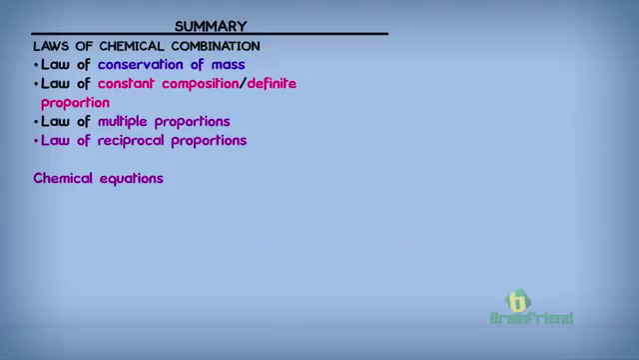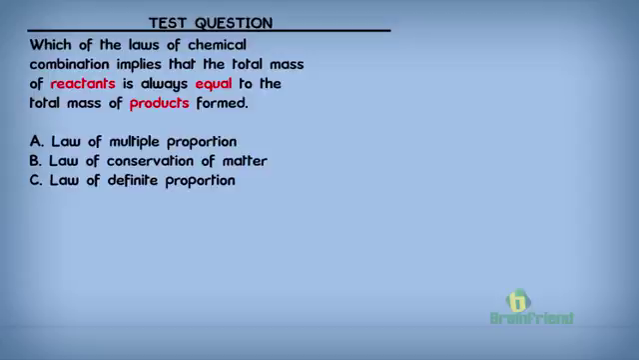Here ends our class. A quick summary. We talked about the laws of chemical combination: the law of conservation of mass, the law of constant composition or definite proportion, and the law of multiple proportion. Then we looked at chemical equations and how to balance equations. Let's have a little test to help us remember what we did today.